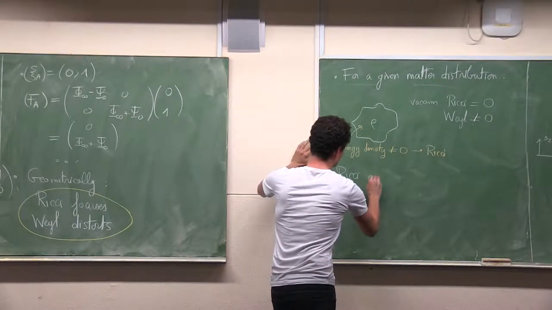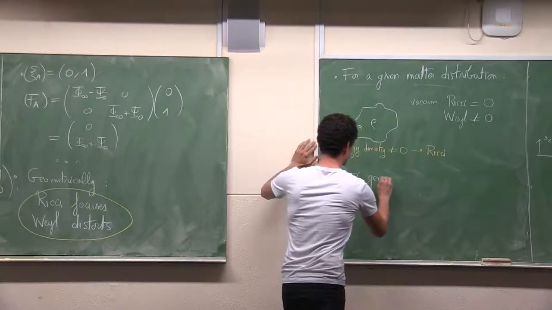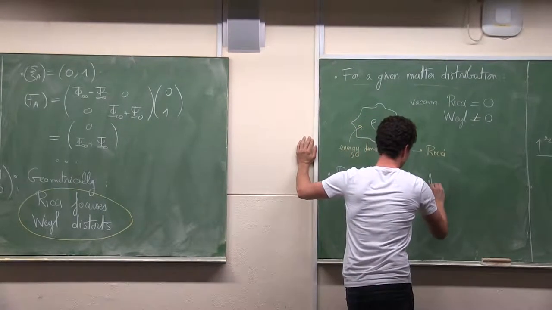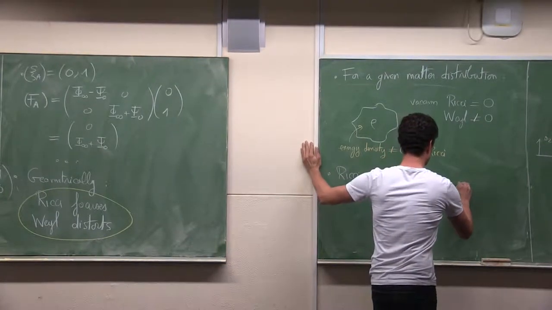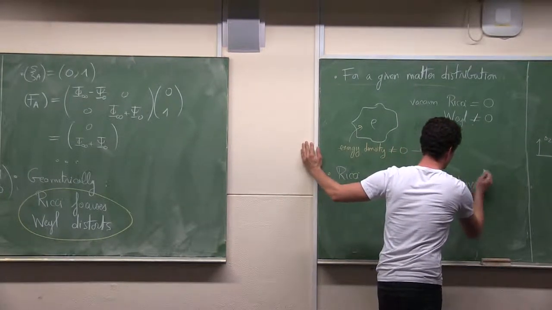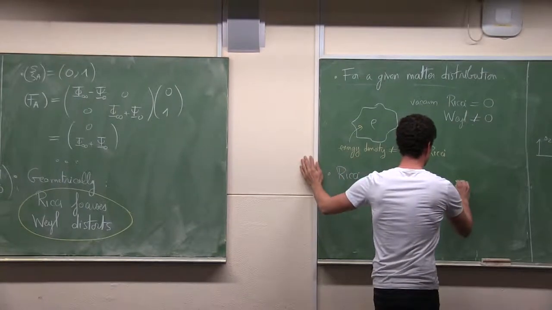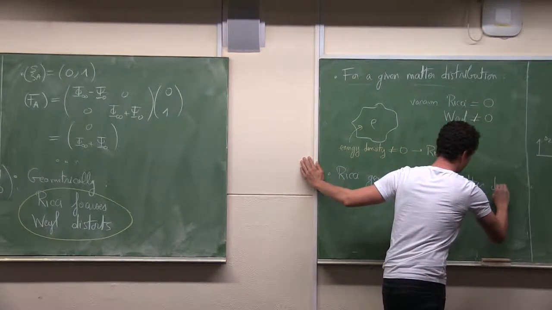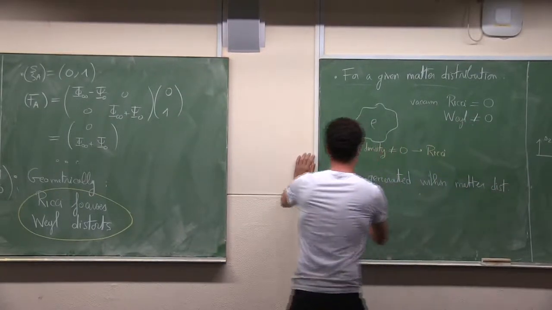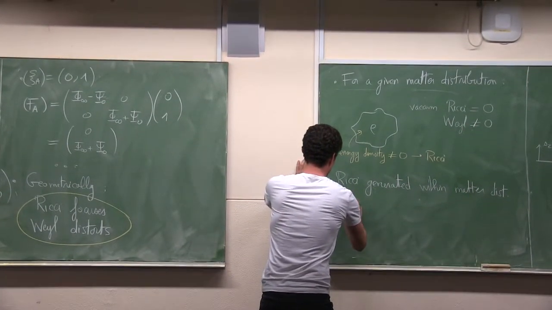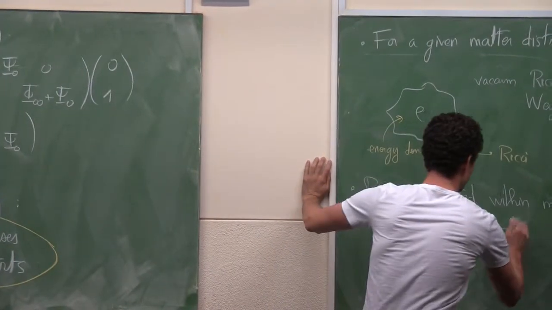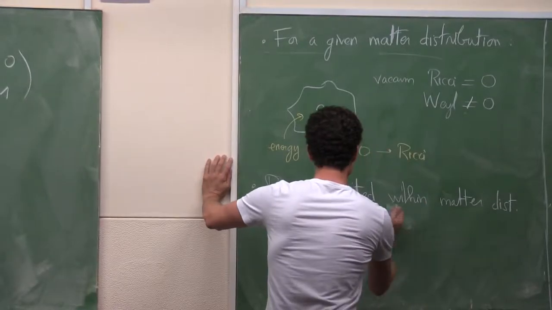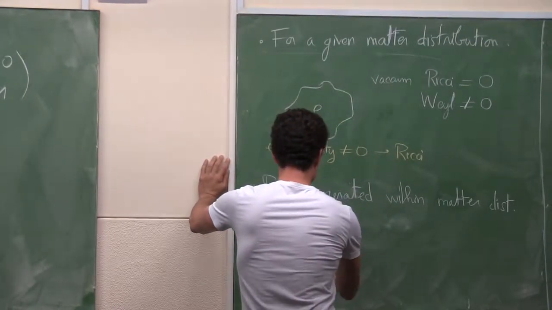Ricci is generated within dense regions, well, within matter distributions. Weyl is generated outside. Well, everywhere, but mostly outside, say.